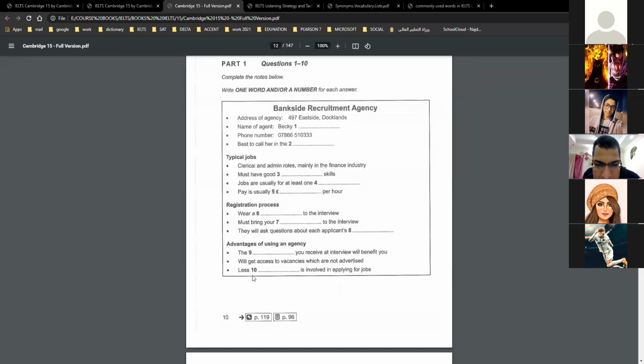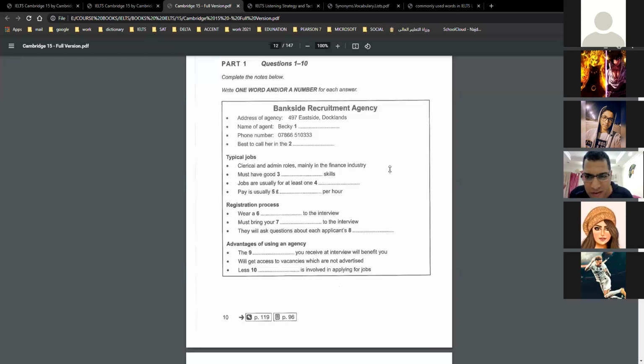Okay, number ten. Less space is involved in applying for jobs. Less what? Mistakes, maybe. Okay, guys, please, I need all of you to answer me here. Skills, I think, right? Just a minute. You said skills, and experience, information. Wait, guys. Can we say skills here in number ten? Yes or no? No.